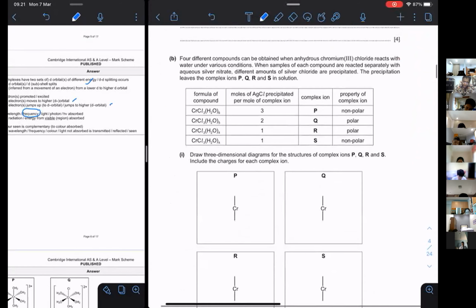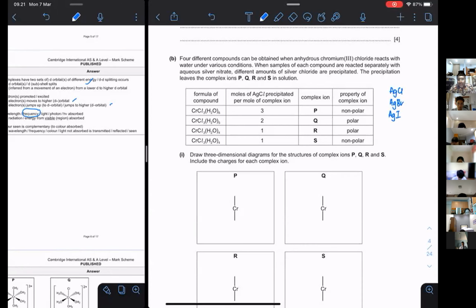So part B: 4 different compounds can be obtained when anhydrous chromium(III) chloride reacts with water under various conditions. When a sample of each compound is reacted separately with silver nitrate, different amounts of silver chloride are precipitated. Silver chloride is a white precipitate. I hope you remember this: AgCl white precipitate, AgBr cream, AgI yellow precipitate.